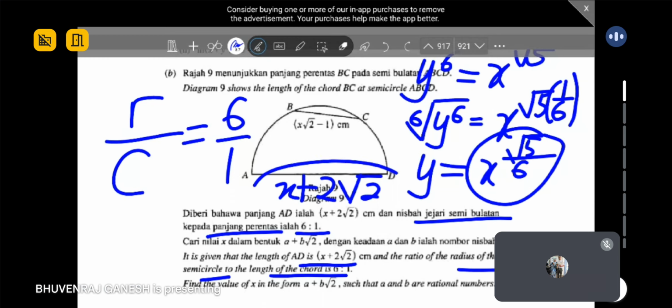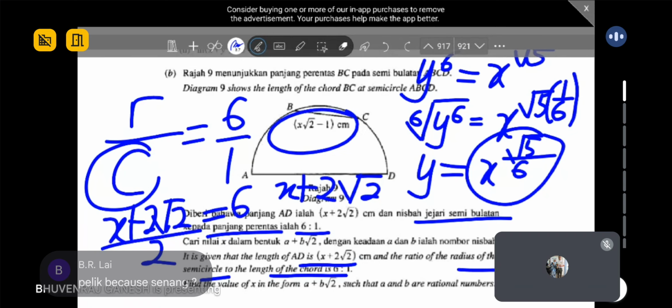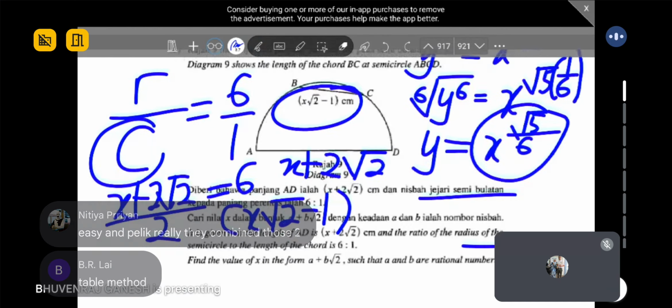So guys, radius is equal to what? This is your diameter. Am I right? Ini adalah diameter. So x plus, yes, that's why they say, right? This SPM question very weird this year. Sangat pelik soalan dia. So radius, like this lah. x plus 2 root 2 diameter bahagi 2 dapat radius. And then your chord, chord is this one. So equal to 6 times this value. Maybe. But the way they ask the question is weird. Cara tanya soalan tu pelik. Because I never see before. So this is your equation, guys. Can you see? Ini adalah persamaan kamu lah.